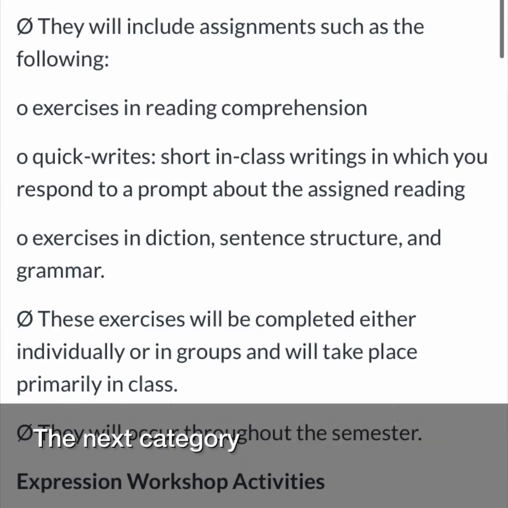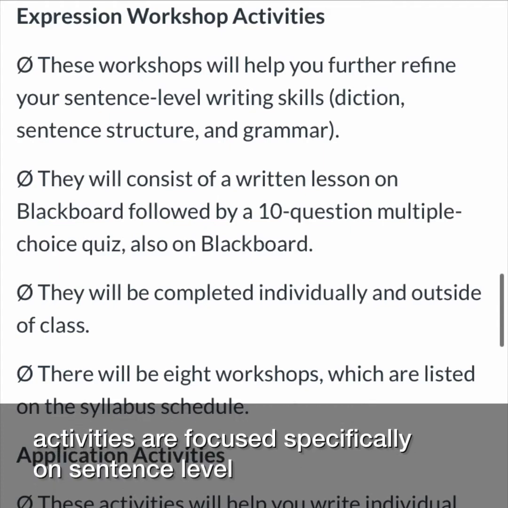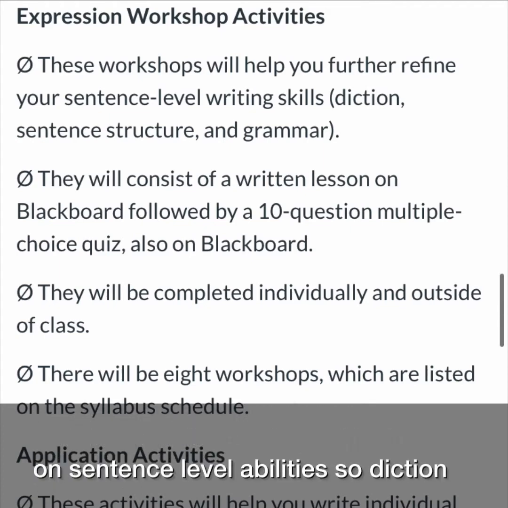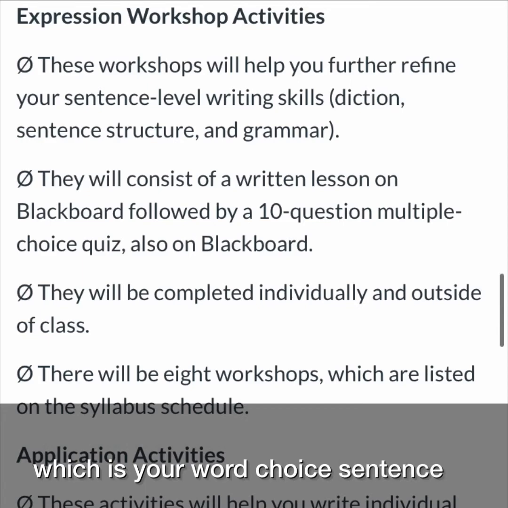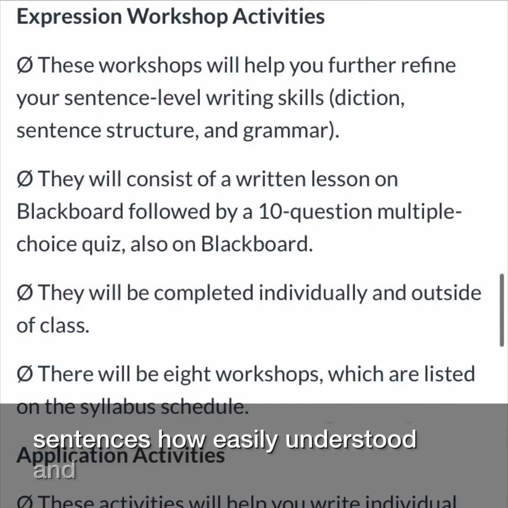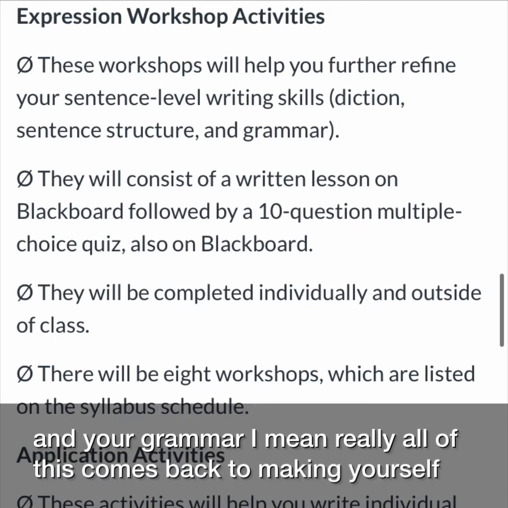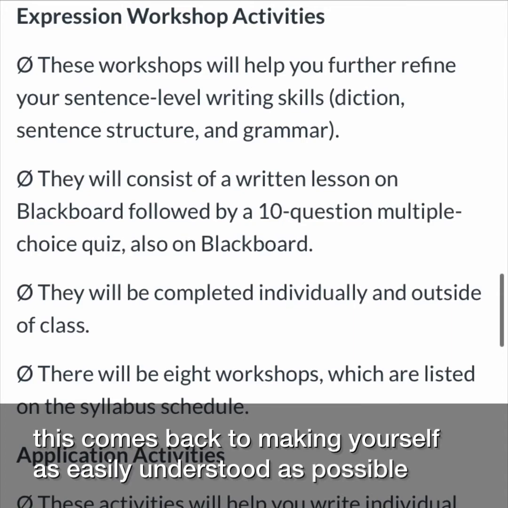The next category is the expression workshop. The expression workshop activities are focused specifically on sentence level abilities. So diction, which is your word choice, sentence structure, how well you organize your sentences and how easily they're understood, and your grammar. Really, all of this comes back to making yourself as easily understood as possible.